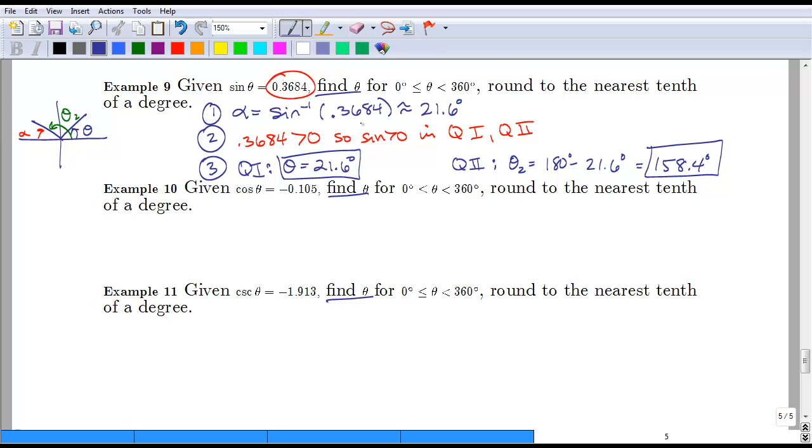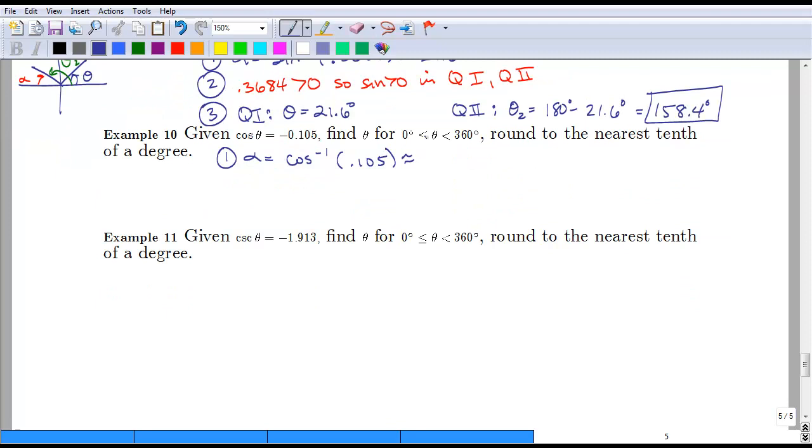Try another example. Let's try cosine of theta is equal to negative 0.105. Again, we're rounding to the nearest tenth of a degree. First step, and this is where we need to be careful, even though this is negative here, to find the reference angle, we are going to take cosine inverse of the positive value or the absolute value of 0.105.